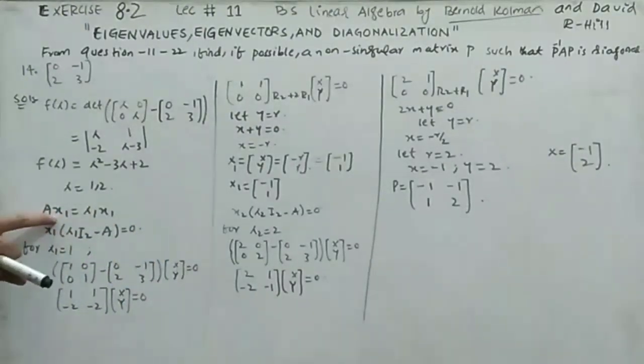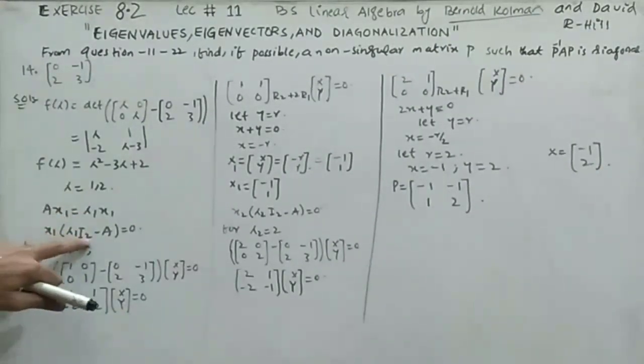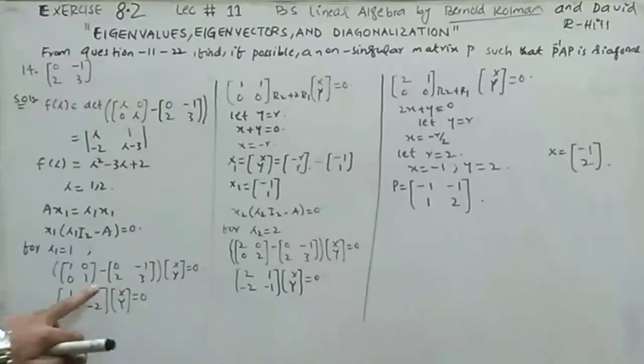So using the equation AX1 is equal to lambda 1 X1, so X1 into lambda 1 I2 minus A. Let's suppose we put lambda 1 as 1 over here. So 1 into I2 minus A into X1, which is (x, y), is equal to 0. So it gives us this matrix.